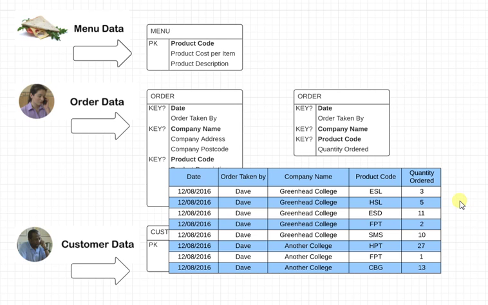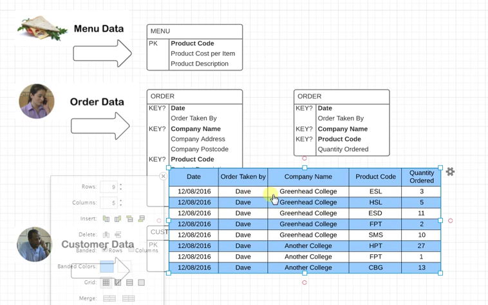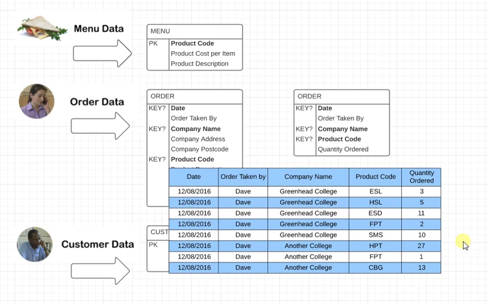So if I've got the date is 12th of 8th here, and Dave took the order for Green Egg College, and it's an egg salad, and there's 3 of them. And then this one we've got same date, so it's the same order. Okay, so that's what we've got so far. Now how do I make sure that I've got a primary key on here?